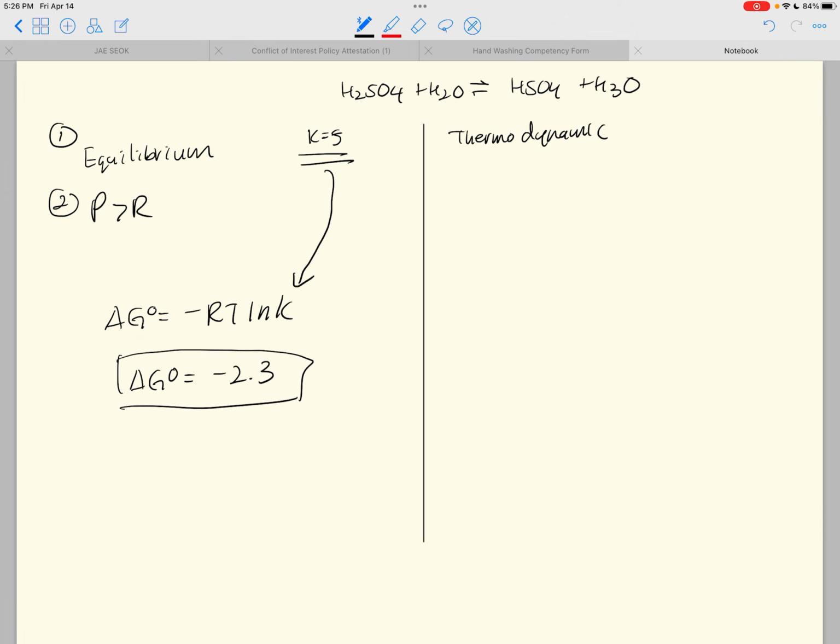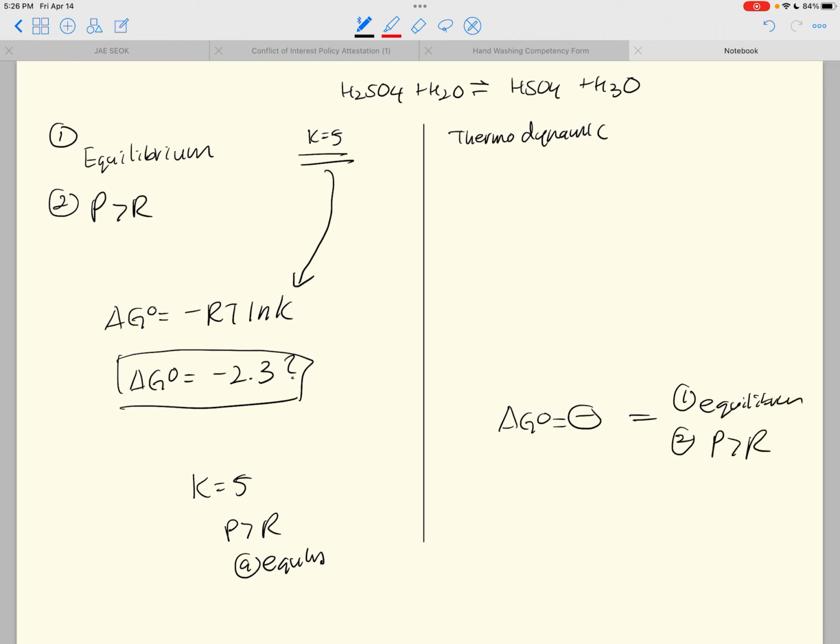Okay? When you see this, it looks kind of weird, right? But hang with me. When I said K equals 5, you knew automatically I had more products than reactant, and we were at equilibrium. Likewise, if delta G naught is negative, that tells me two things. A, we are in equilibrium, and two, I have more product than reactant. So to clarify, K equals 5 is exactly the same thing as delta G naught equals negative 2.3. Can you guys see that?